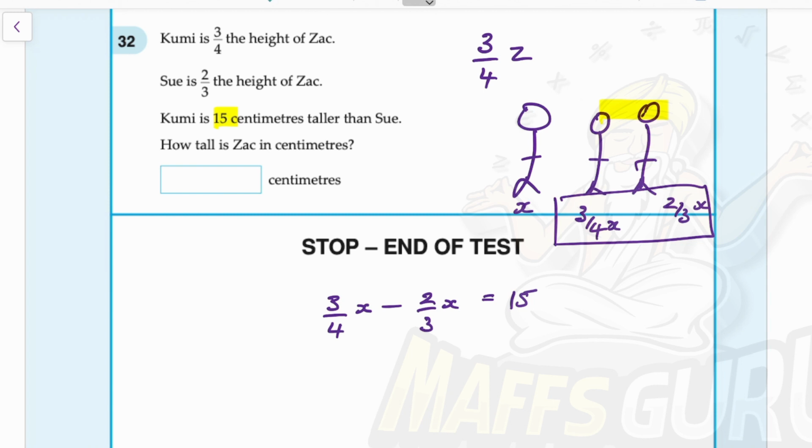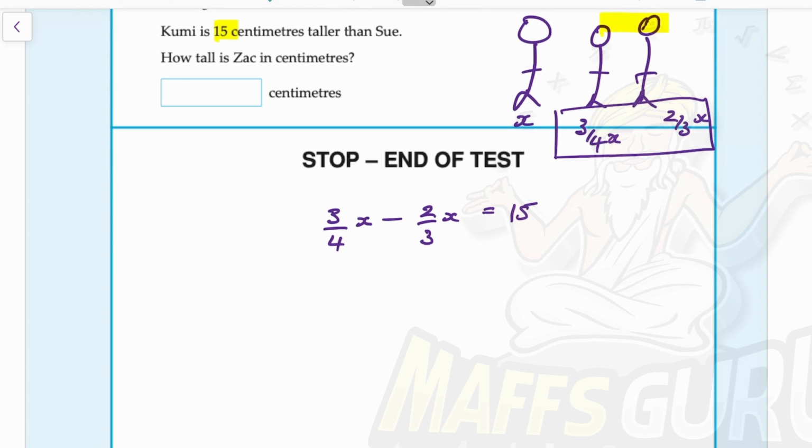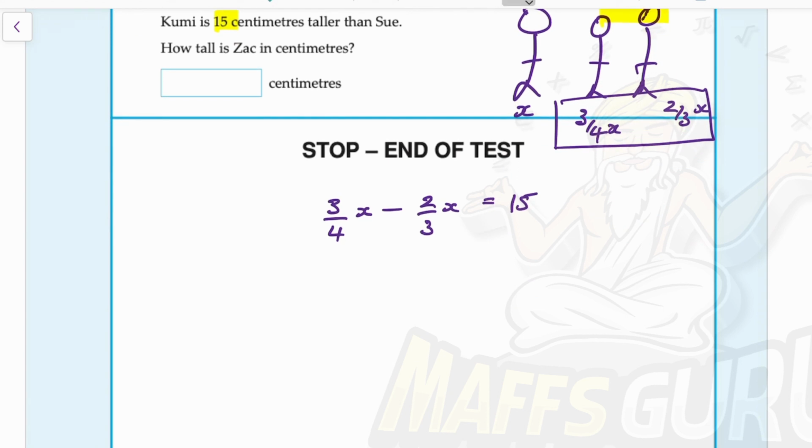Now, how are we going to do this? Lots of different ways of doing it. I tend to get rid of the fractions first, so I don't like this divide by 4. I'm going to times absolutely everything by 4 first. So that disappears, which leaves us 3x. When I times by 4, I times the top number only by 4. That gives me 8x on 3 is equal to 15 times 4, which gives me 60.